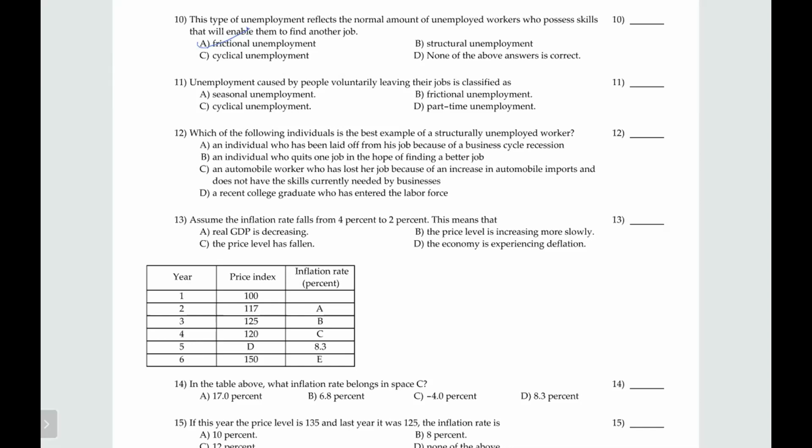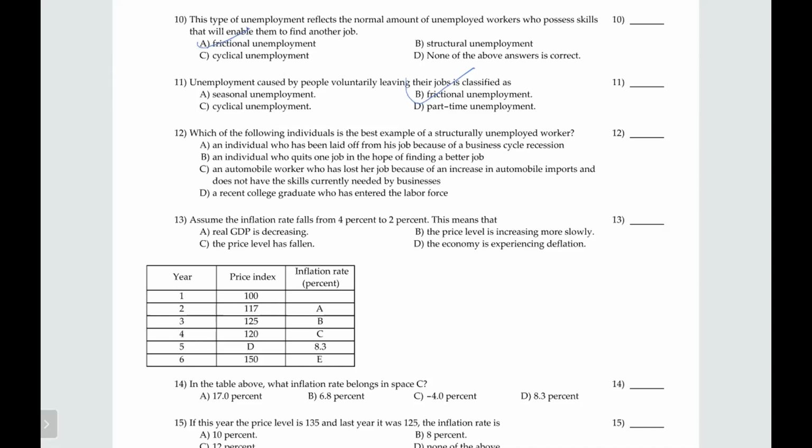Okay. 11. Unemployment caused by people voluntarily leaving their job is classified as, so this is the same as question 10, actually it's frictional. Now 12, which of the following individuals is the best example of structural unemployment workers?